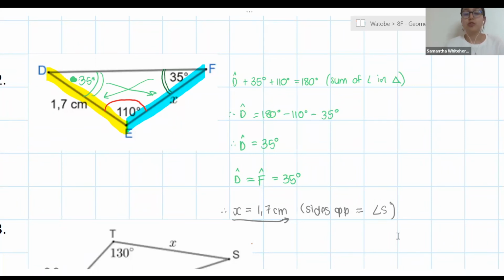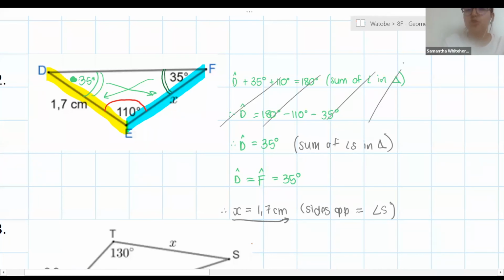You don't have to do all of the calculations, but you do have to write D equals 35 and give your reason of sum of angles in a triangle. You can leave that stuff out if you want, but you do have to state that D is equal to 35 and why you got 35, and then you can go and do the rest of it. We do have to say what D is because I haven't given that to you and you do need it. Okay, ma'am, thank you. Cool.